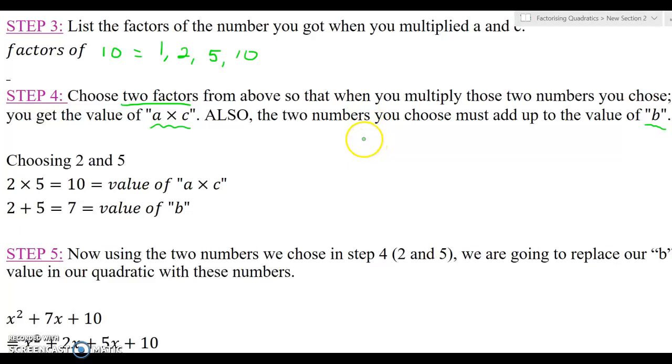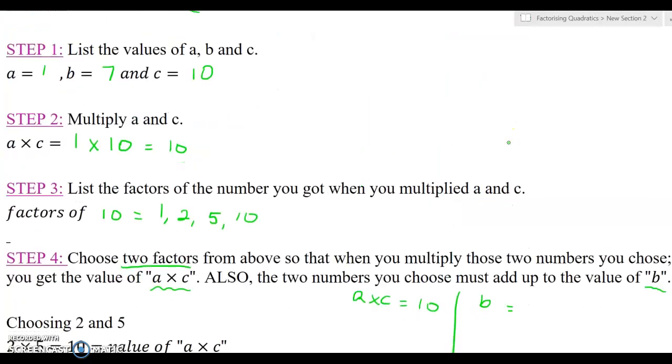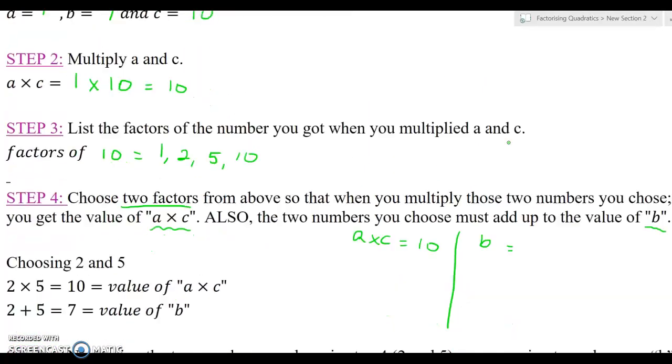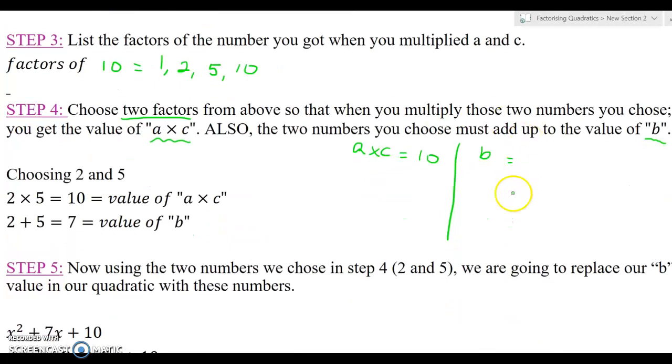The two numbers that you choose, when you multiply them, you must get the value of A times C, which is 10, right? And then the two numbers that you choose, when you add them, you must get the value of B, which is what? Let's go back and let's look at what B is. B was 7, right? So let's keep that in mind.